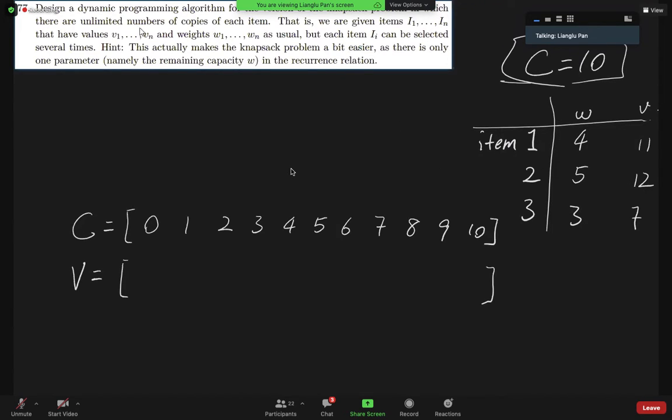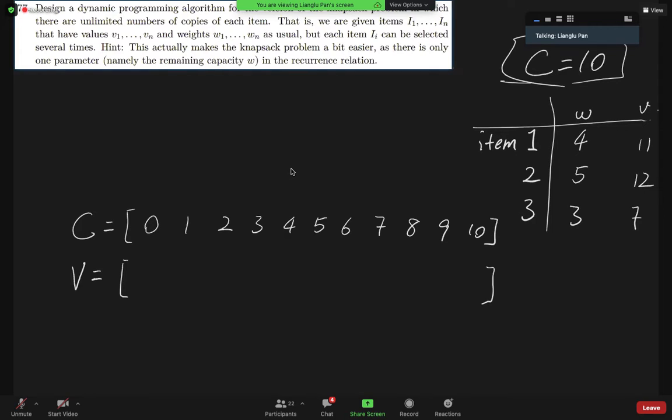But of course, for this question where we have unlimited copies of each item, it looks trivial to say, let's load item 2 twice. So the total weight would be 5 plus 5 equals 10, and the total value would be 12 plus 12, giving us 24. So that's better than the previous option. Now, of course, we may also say, let's load item 3 three times, but I think that will only give us 21 as the total value.